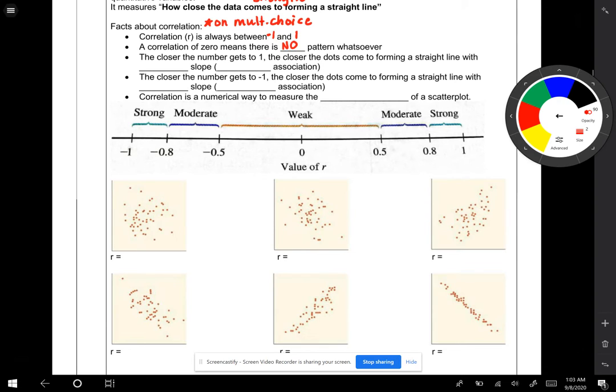The closer the number gets to 1, the closer the dots come to forming a straight line with positive slope, because that's +1. And that, remember, means positive association. The closer the number gets to -1, the closer the dots come to forming a straight line with a negative slope, known as a negative association.